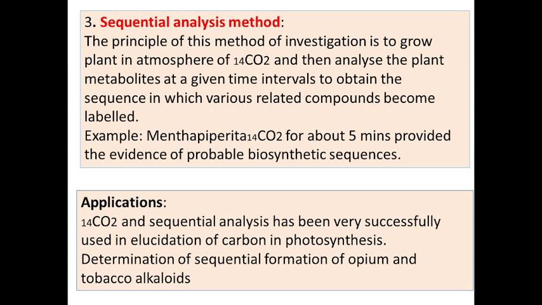So to perform this sequential analysis, the plant is grown in an atmosphere containing 14 CO2, and then continuous analysis of that plant is done for the metabolites at particular given intervals, so that a sequence forms in which various related compounds become labeled. Whatever labeled compound is inserted, the sequence of that compound should be found out, and from the results obtained certain biosynthetic routes may become apparent, whereas others are rejected.